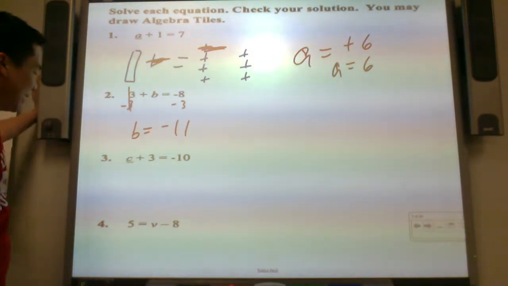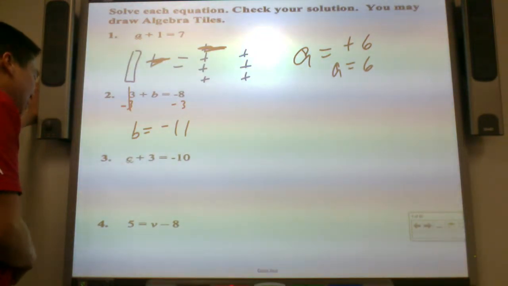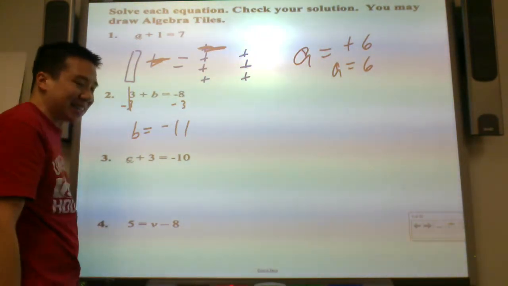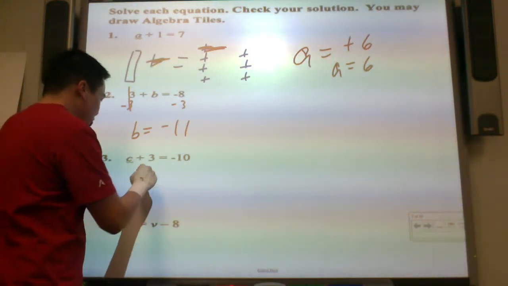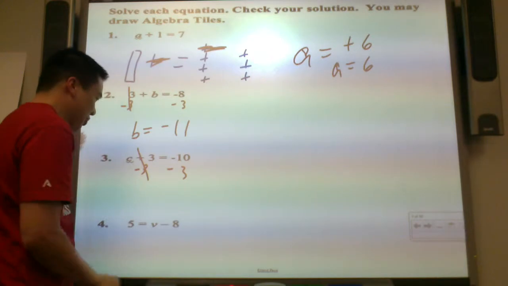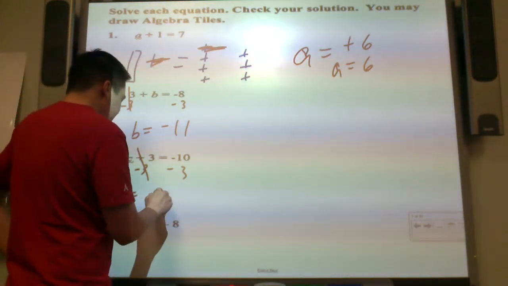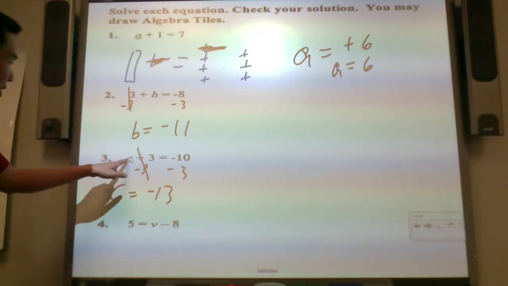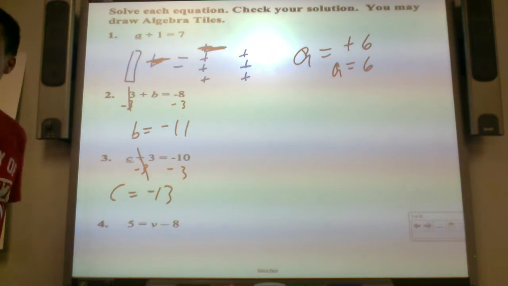Next one, a number represented by C, plus 3 equals negative 10. What's the inverse? C wants to be isolated by himself or herself. So what's the opposite of plus 3? Negative 3. These two cancel out. You have 10 negatives and 3 negatives. How many negatives is that in all? 13 negatives. To check your work, 13 negatives plus 3 positive, so you still have more negatives by 10.